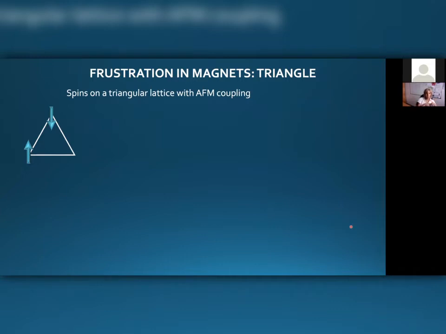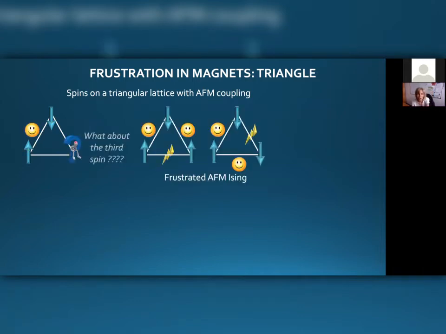So let me briefly recall a bit about frustration, because that will be very important for the remaining part of the talk. So what is frustration? What do I mean by frustration in magnet? So if I have a triangle and I have an antiferromagnetic coupling, then of course if I start with the spin, this will be up, but then the third spin doesn't know what to do, because if it's pointing up, then this interaction will not be happy. If it's pointing down, then this interaction will not be happy. So in the end, the system will try to find a compromise in which more or less all the interactions are happy.